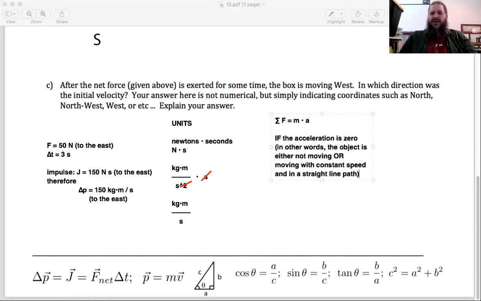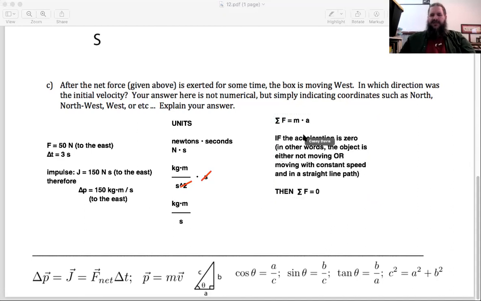In order to be not accelerating, the object has to be maintaining a constant velocity, which might be 0. So either it's not moving and continues to not move, or it's moving at a constant speed in a straight line path. Those both count as 0 acceleration. In those cases, if the acceleration is 0, then the other side of the equation has to be 0 as well.